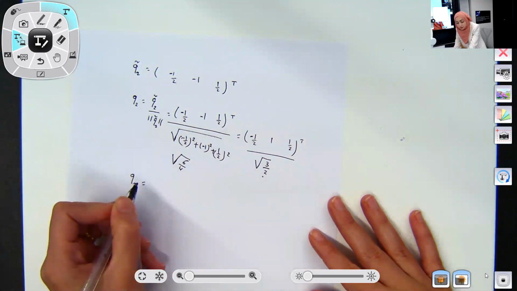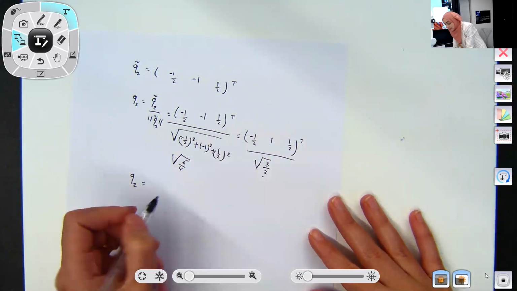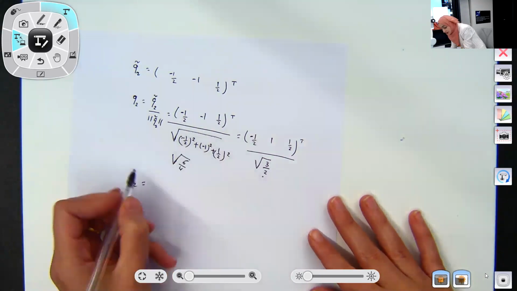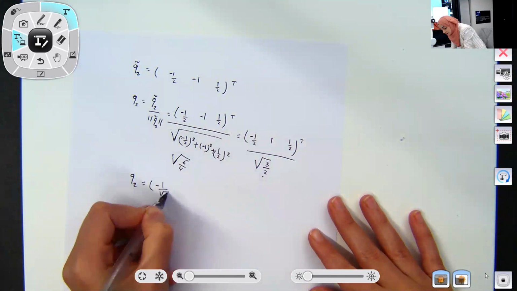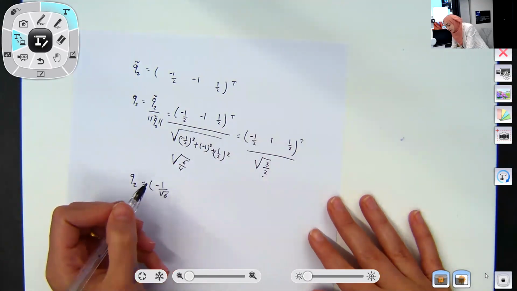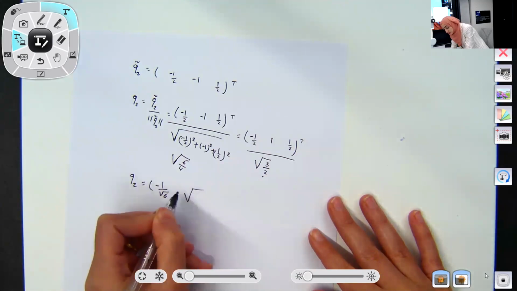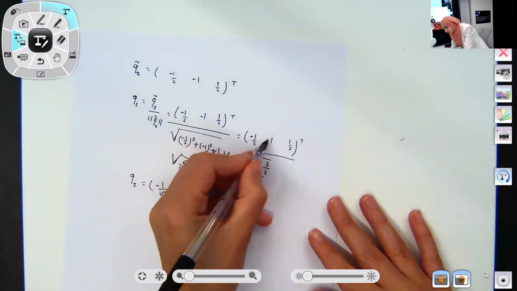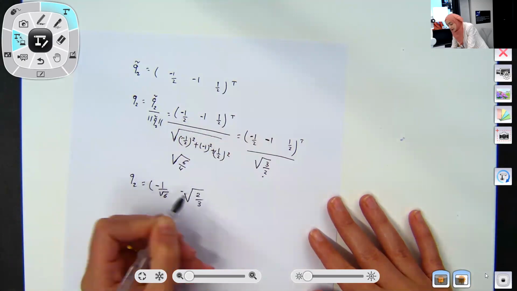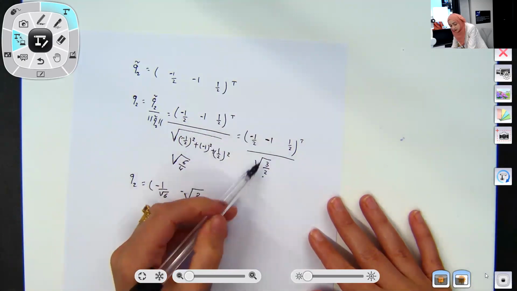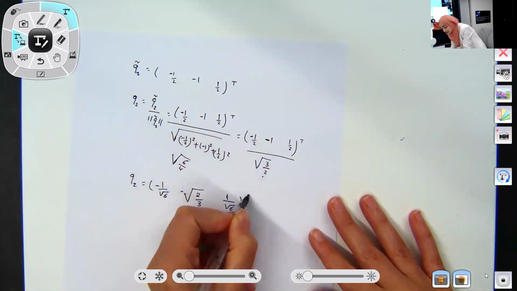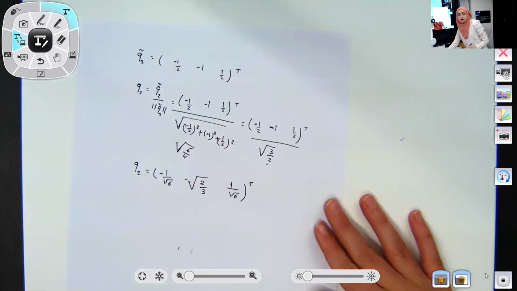So the value of q2 equals minus a half divided by square root of 3 over 2. This will give you minus 1 over square root of 6. 1 divided by square root of 3 over 2 is equal to minus square root of 2 over 3. And a half divided by square root of 3 over 2 is equal to 1 over square root of 6. This is the value of q2.